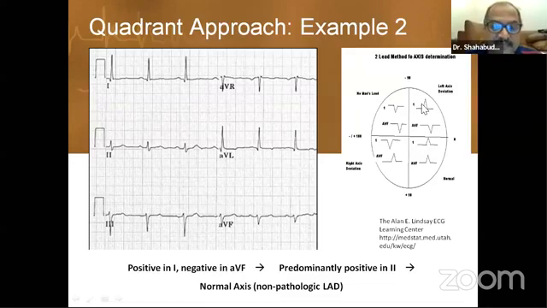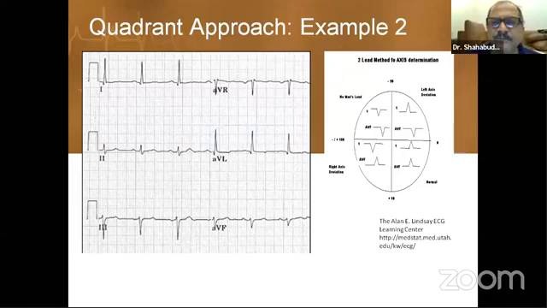AB1 is positive like here, and ABF is negative, because the ABF lies on 90 degrees. So the negative hemidiaphragm is above. If it is negative, it will be here, because the positive deflection of lead 1 is here. So it is left axis deviation. It is an example of the quadrant approach.